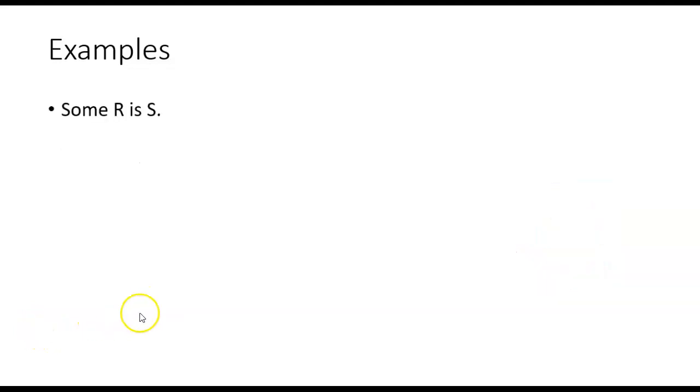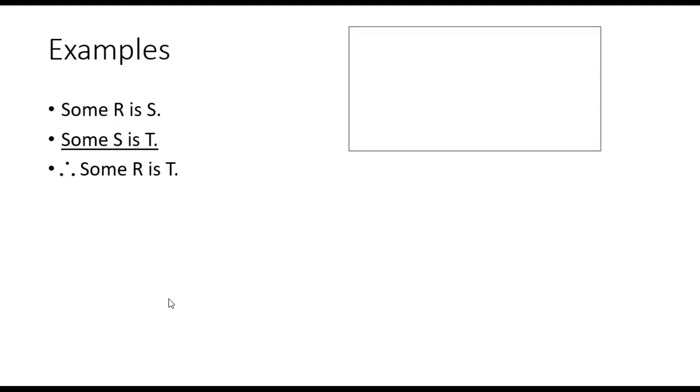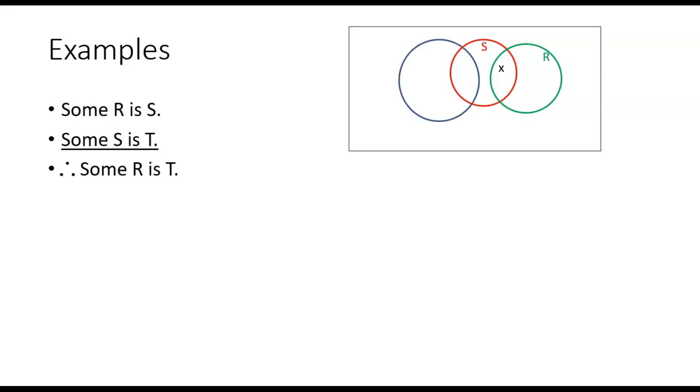Next example. Some R is S. Some S is T. So therefore, some R is T. So again, trying to draw this out. So some R is S. There's R, there's S, they intersect, and there's an X in the middle. That's the first premise done. Second premise, some S is T. So I gotta draw my T there, and I have my X there.